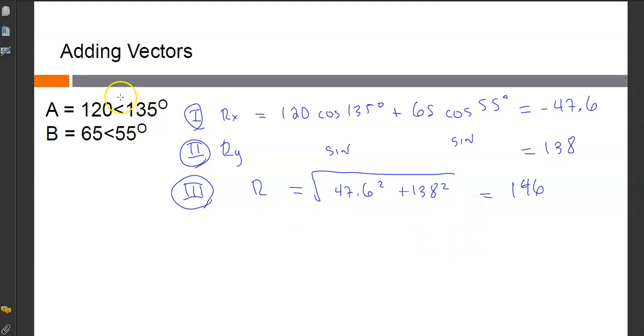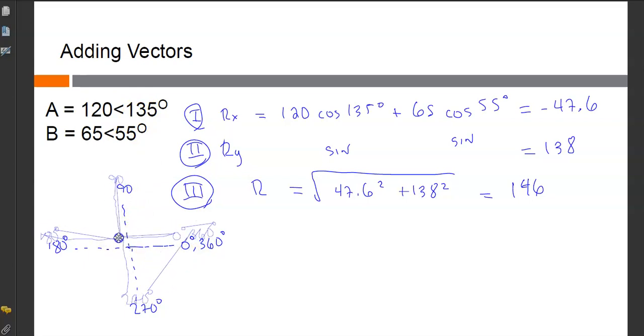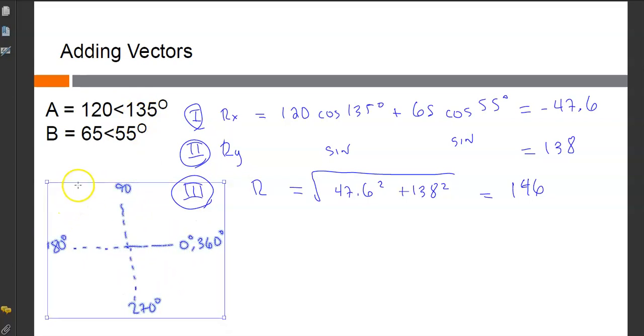If you turned 120 at 135, we always measure off of the x-axis. So here's 0, here's 90 straight up, here's 180 over here, 270 would be straight down, and all the way back around the circle would be 360, like that. If I do 135 degrees, that's running right through the middle of this thing, right? Right there. So there's vector A, like that.